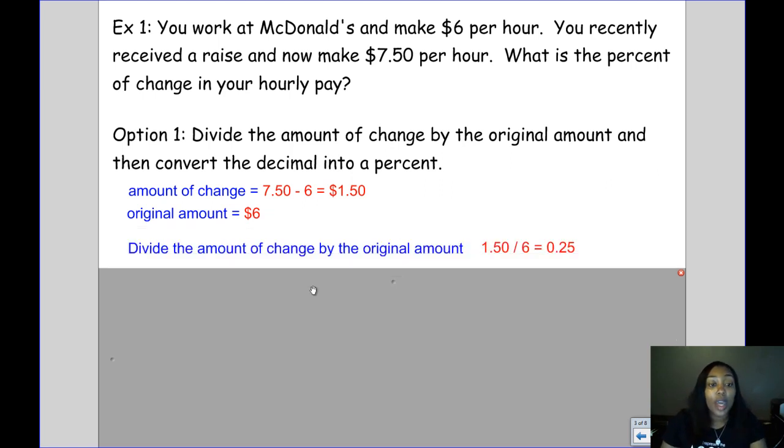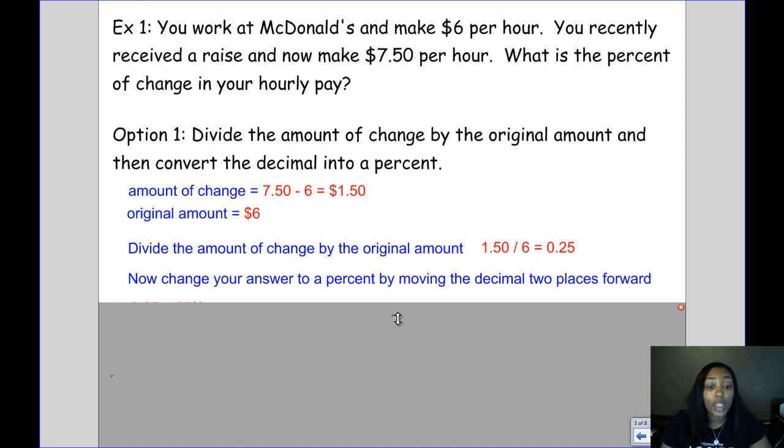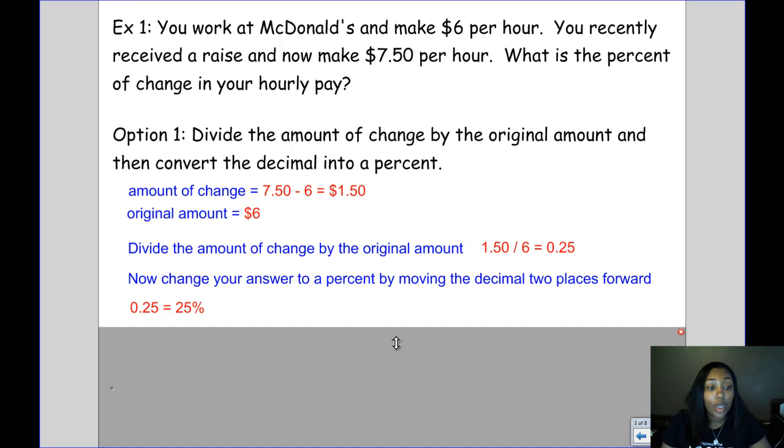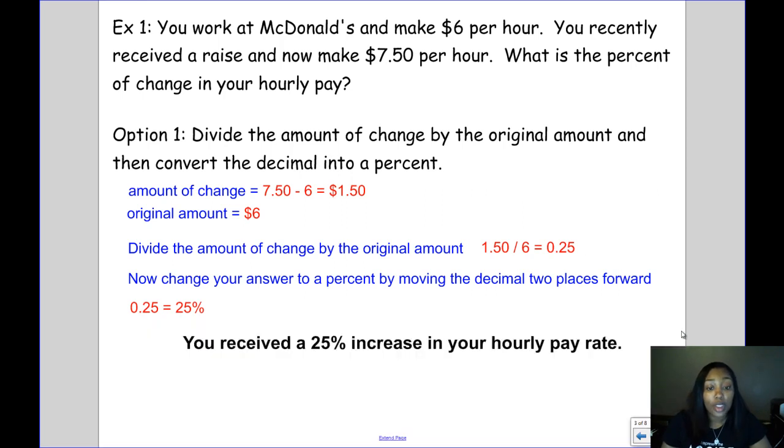So we're going to take the amount of change, how much our pay changed, and we're going to divide it by the original amount. So we're going to do $1.50 and divide it by 6, which equals 25 hundredths. And then we're going to change that answer to a percent by moving the decimal 2 places forward. So then we know that 25 hundredths would equal 25%. So that means that you received a 25% increase in your hourly pay rate.